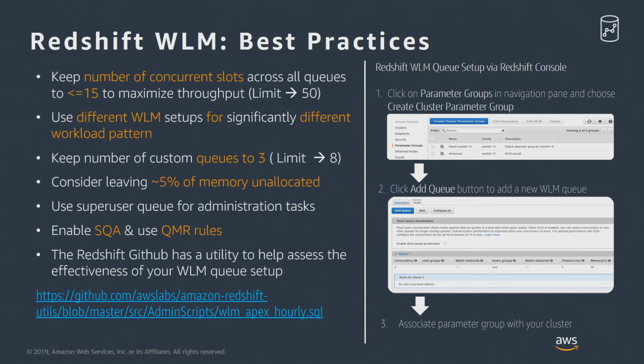And then definitely enable SQA and the QMR rules, because it really helps. I think I have not talked about the QMR rules. The QMR rules are performance-based metrics, and you can enforce some rules. For example, you can create a rule: if your query scans more than 10,000 blocks, hop to the next queue, or abort the query, or just log the query so you can do further troubleshooting.